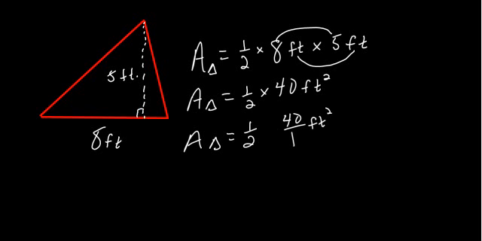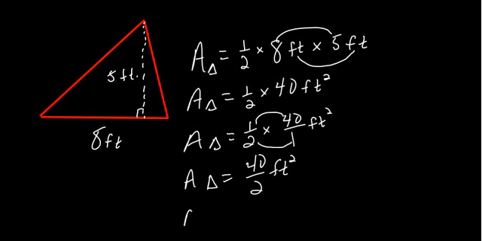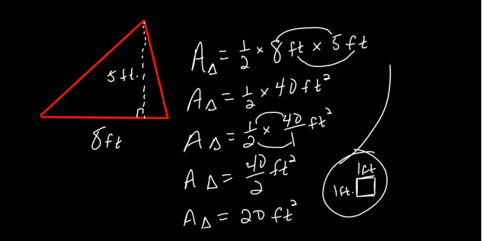When we multiply by fractions, it's multiply straight across. So area of the triangle equals 1 times 40 is 40. 2 times 1 is 2 square feet. And we get that the area of the triangle equals 20 square feet. And again, that means if I had 20 little 1 foot by 1 foot blocks, 20 of these will fit into this space of a triangle that had a base of 8 feet and a height of 5 feet.